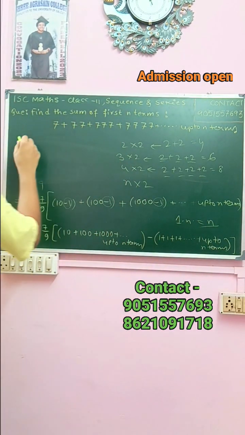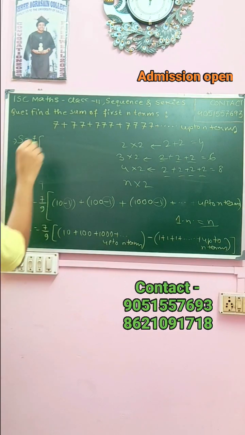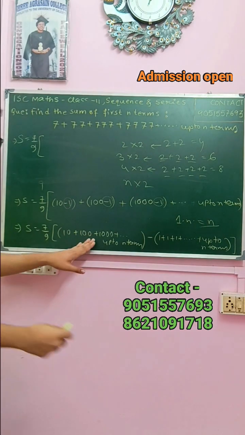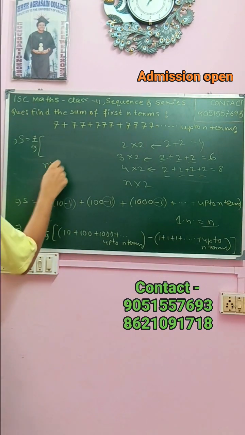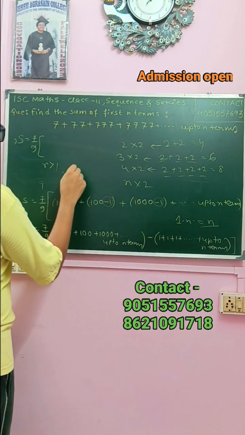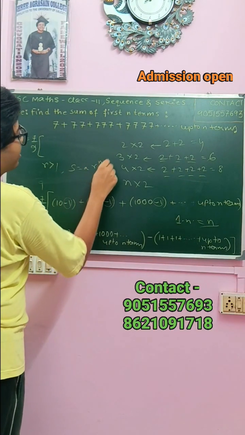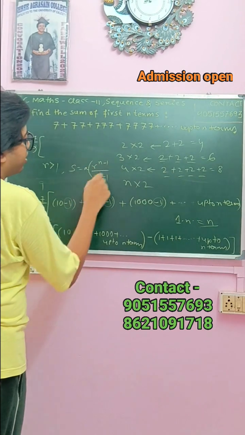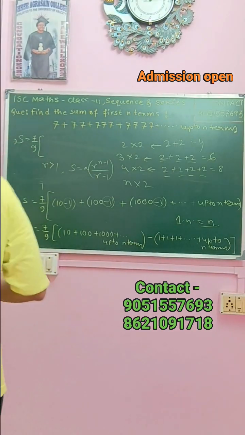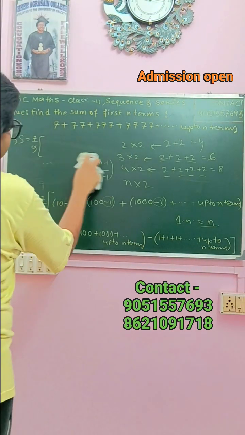Okay? Now write this. That is 7 by 9. Now what happens? You know the formula. If the common ratio is greater than 1, then what does the summation formula become? That is S equals a times r to the power n minus 1 by r minus 1. This is the required formula. So we will apply this and our answer comes.